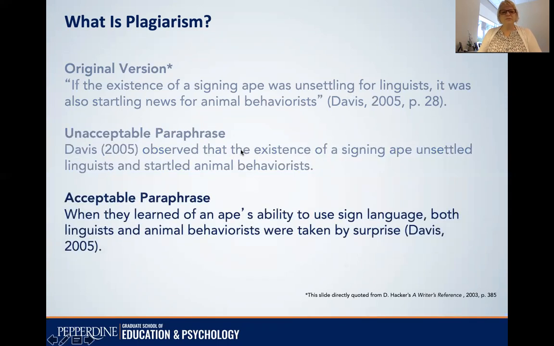So an acceptable paraphrase, notice how this restructures the whole sentence and tells the unsettling and startling part in a different way. When they learned of an ape's ability to use sign language, both linguists and animal behaviorists were taken by surprise. So we have the correct citation, and this is told in such a way that it's different from the original while still conveying the same idea.